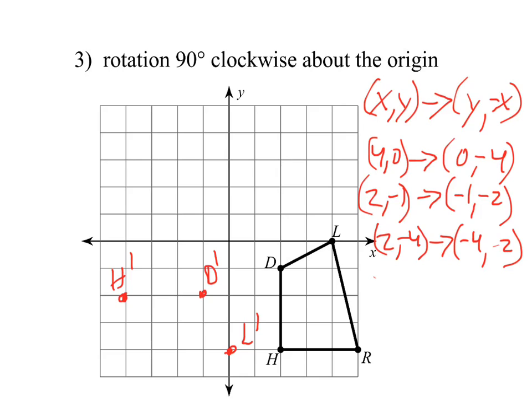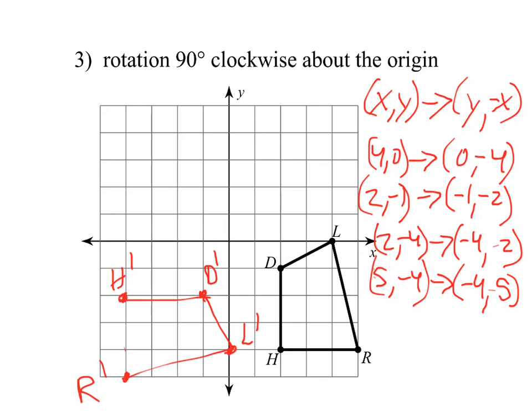And then R is currently at 5, negative 4. Change the order, change the sign, you'll get negative 4, negative 5. So negative 4, negative 5 is going to give me my new one, which is right there. So there's R prime. Connect that up, and you have your shape rotated 90 degrees around the origin.